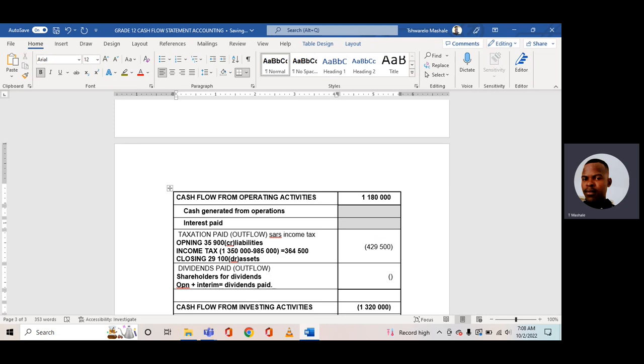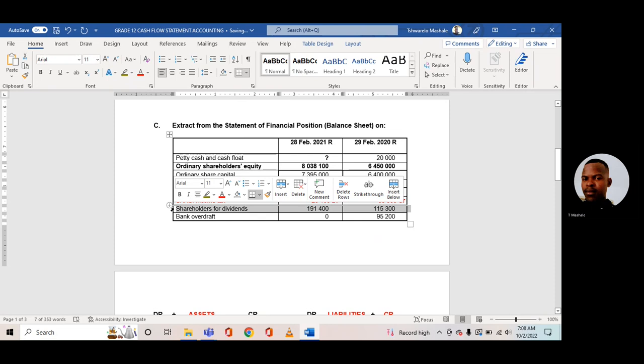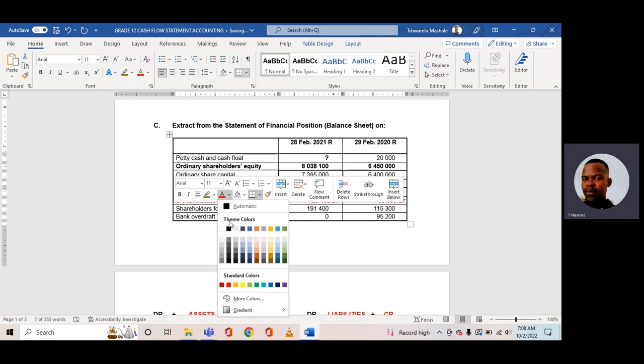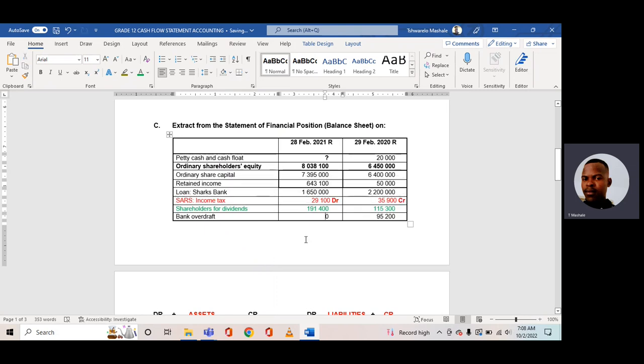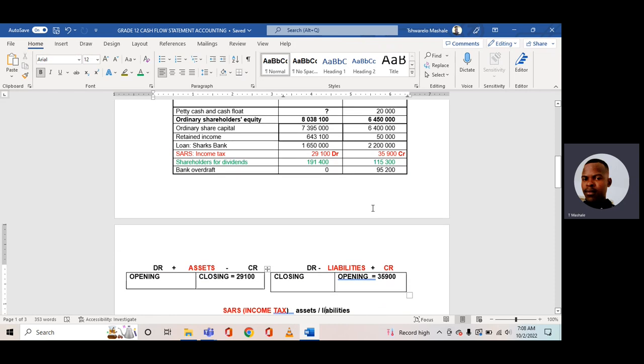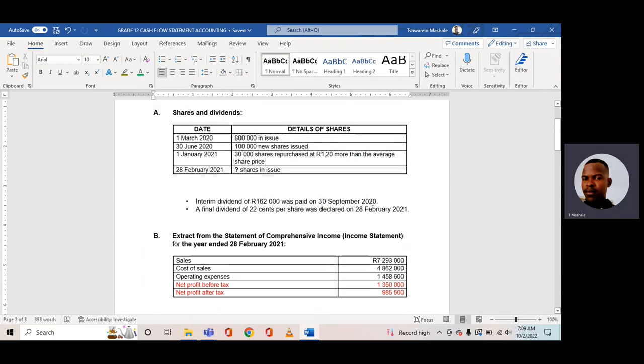Let me explain why I'm saying this. Let me use a different marker, one which is visible. Okay, with the shareholders for dividends, this is where we record our dividends. When we pay dividends as a business, we record them on the shareholders for dividends. Therefore, we have an opening balance here, which is 115,300.